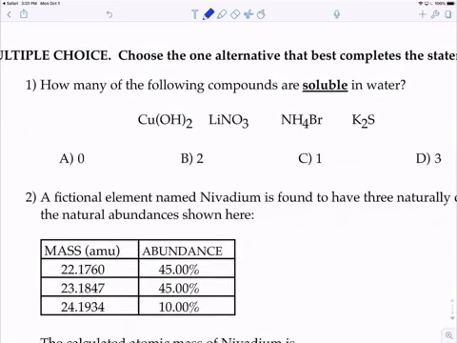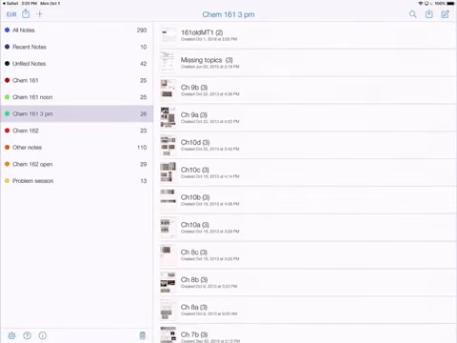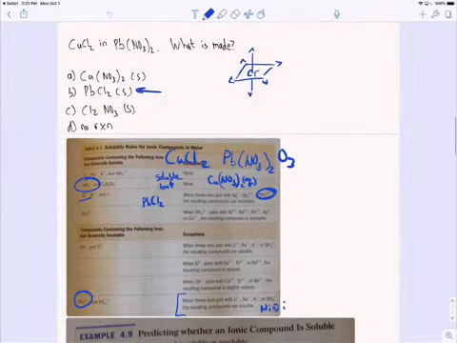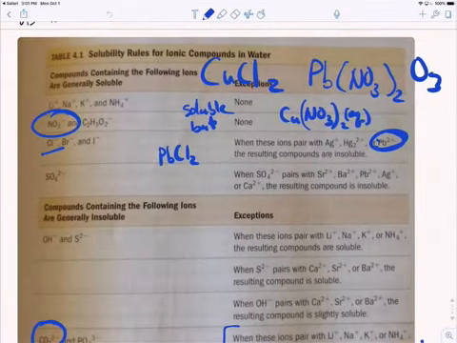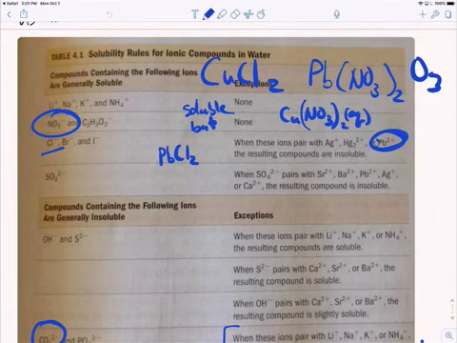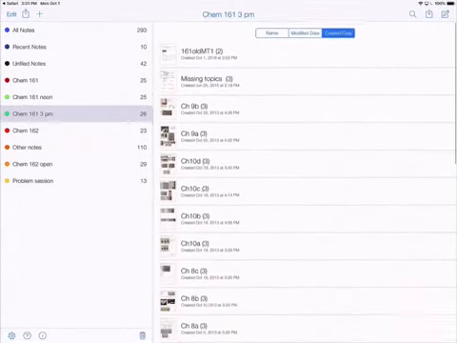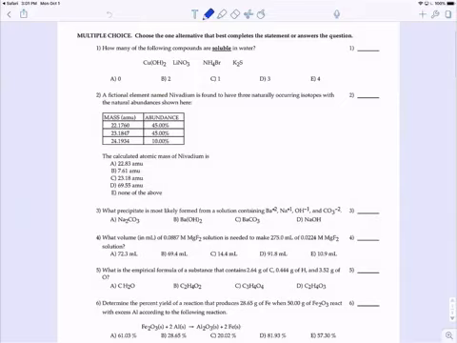So how many of the following compounds are soluble in water? What you will get is, you'll get this chart. Okay. So you don't have to memorize the solubility rules. So you will get that chart.